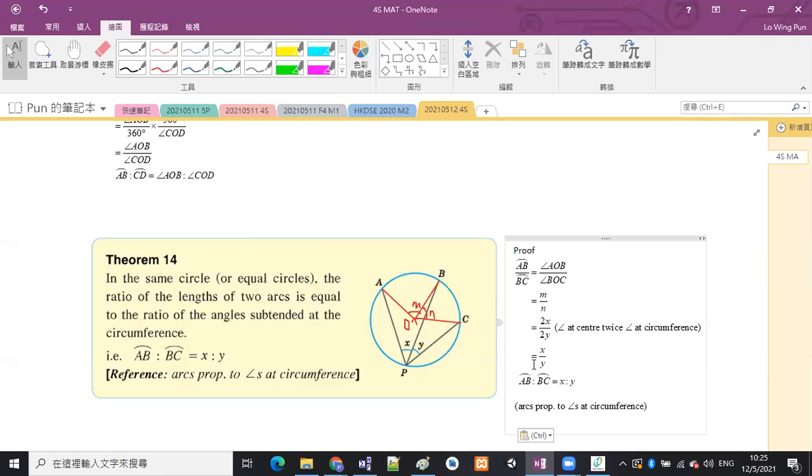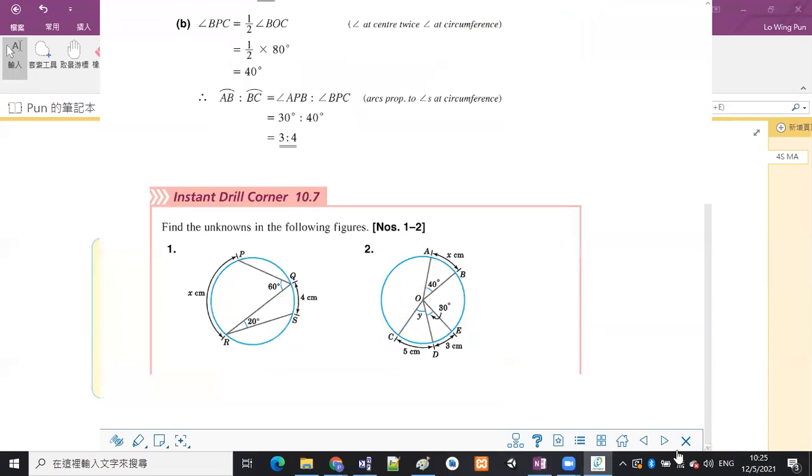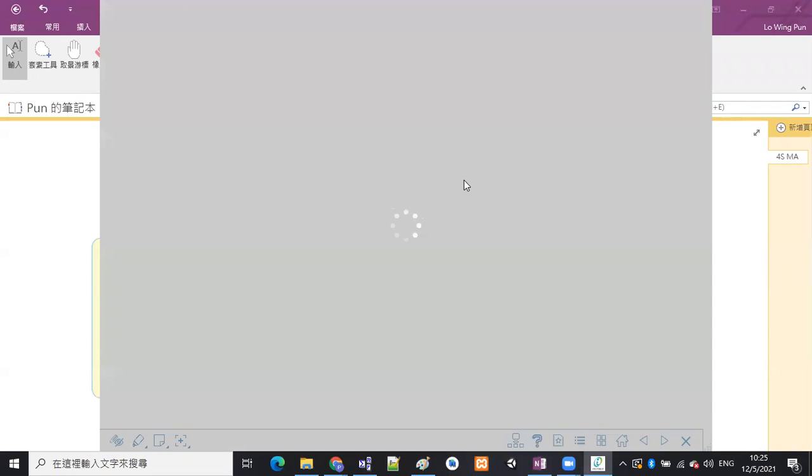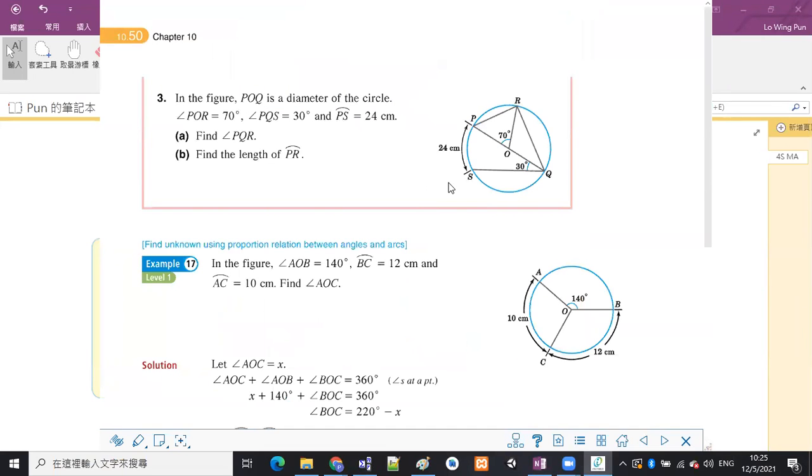All right, so let's look at some examples first. Let us go to the instant drill corner 10.7, question number 3. I would like to talk about number 3 only. Okay, so that is on page 10.50.